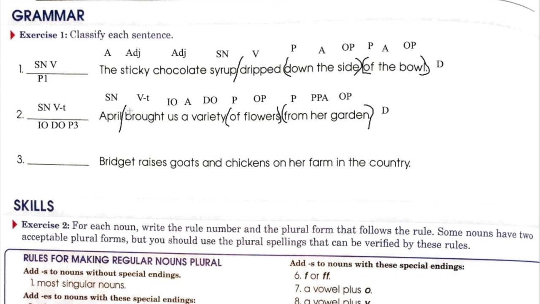Sentence number 3. Bridget raises goats and chickens on her farm in the country. Who raises goats and chickens on her farm in the country? Bridget, subject noun. What is this saying about Bridget? What does she do? Raises, verb. Bridget raises what? Goats and chickens. We have a compound direct object. Let's make the verb a verb transitive because we have two direct objects in the sentence.